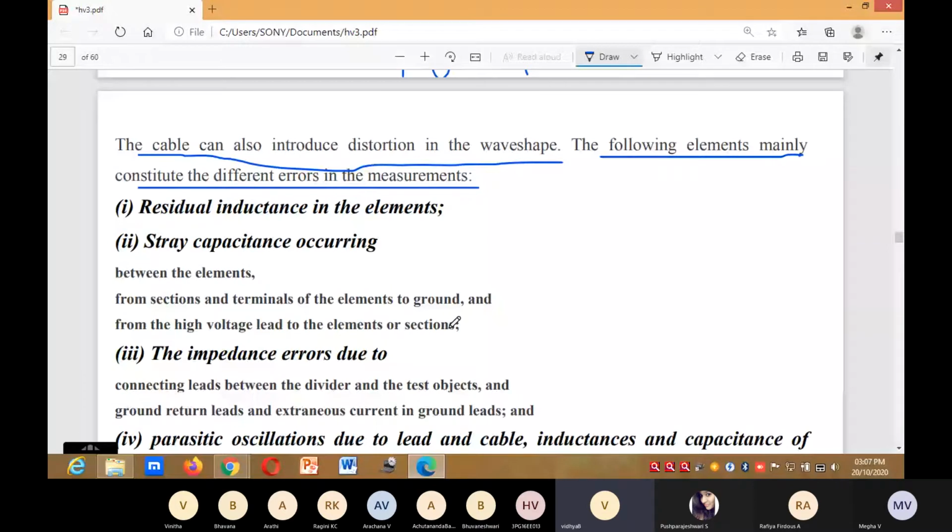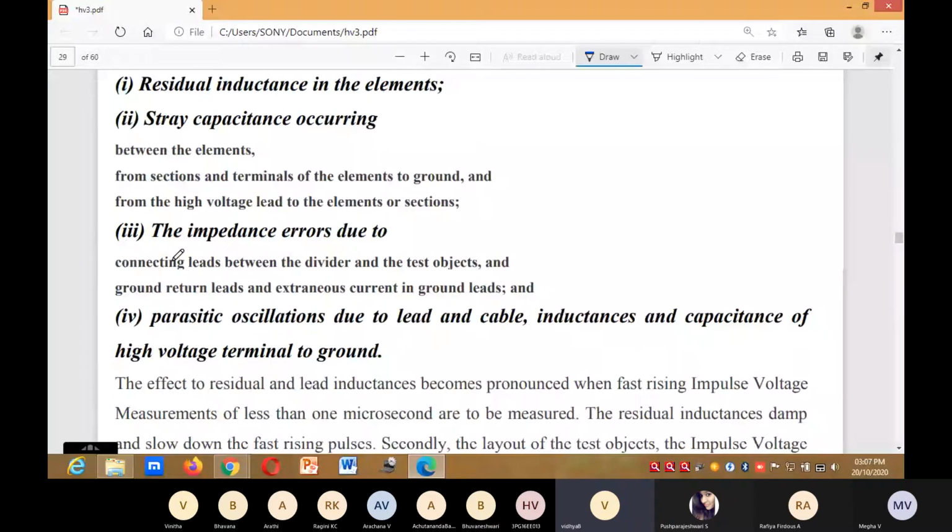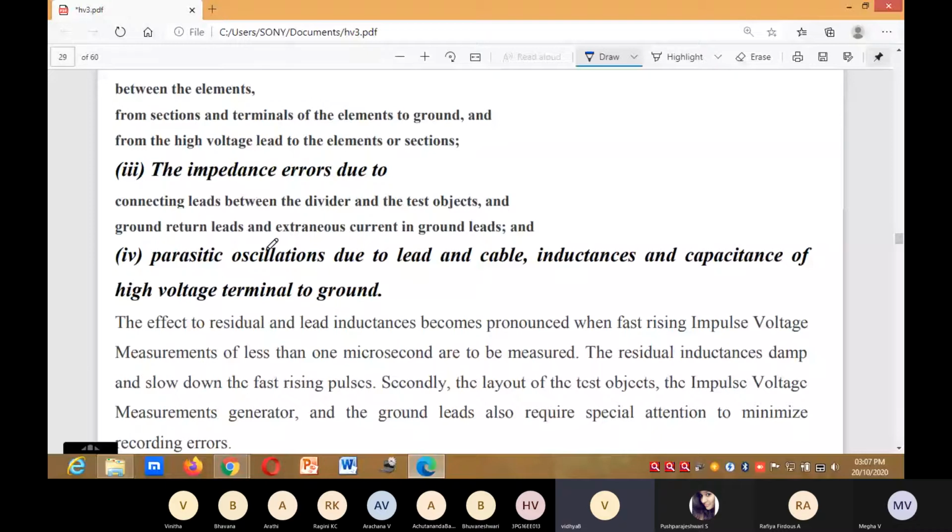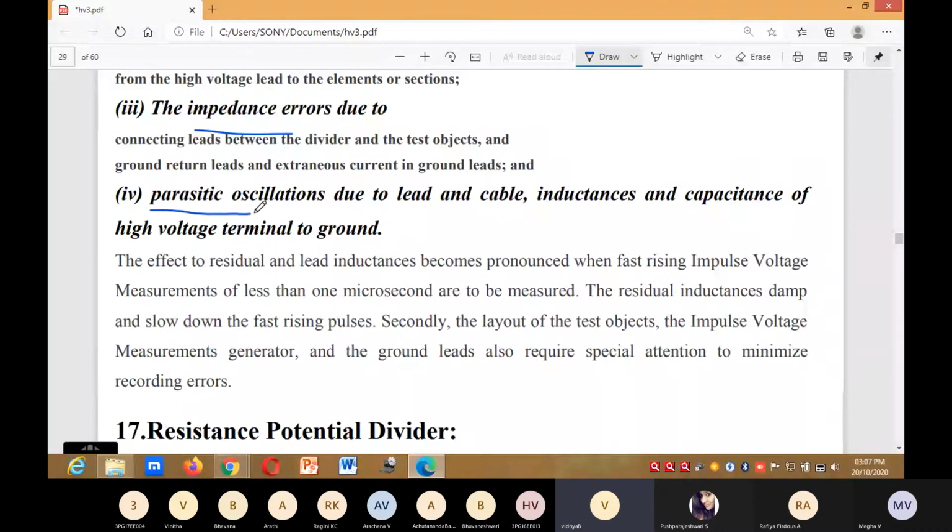Then there is the impedance error due to connecting leads between the divider and the test objects. These impedance errors occur due to ground loops within leads and extraneous current in ground leads. There are also parasitic oscillations due to lead and cable inductance and capacitance of the high voltage terminal to ground.